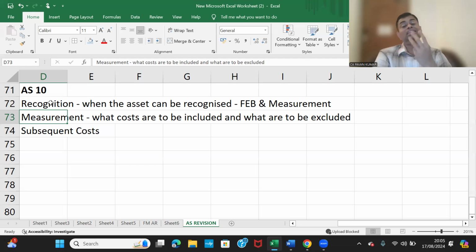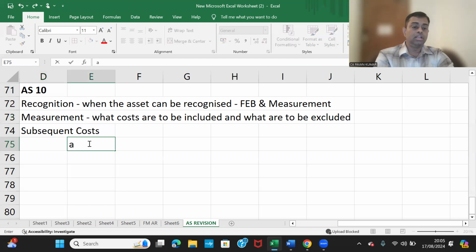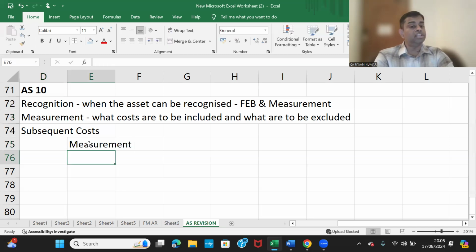In inclusion, there are three things. One is cost of buying an asset. Second one is incidental expenses directly attributable to bring the asset. In measurement, we are discussing about measurement. In that, three components are to be included. One, cost of the asset.